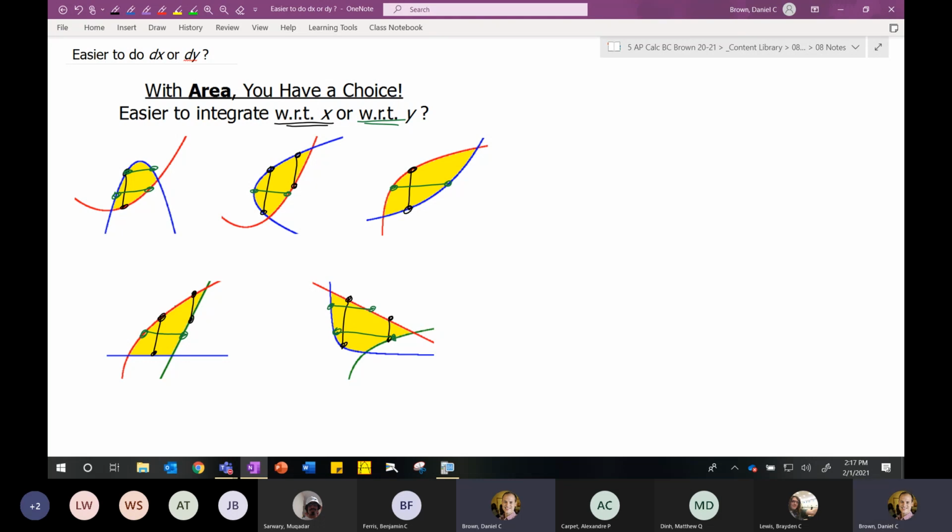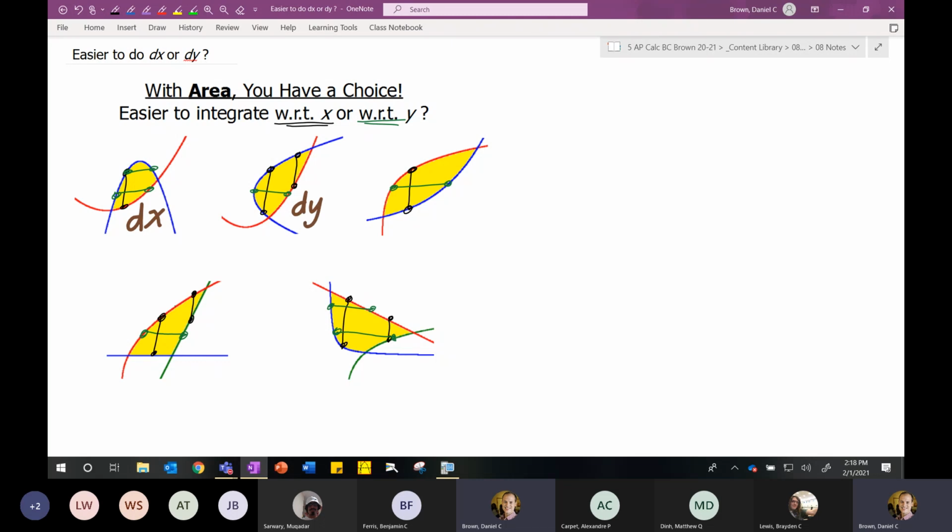Dx for sure. So we'd have to use one integral because that blue is always the top, that red is always the bottom. What about that second one in that first row? Would it be easier to do in terms of x or in terms of y? Y. So we're looking at that one. The top and the bottom does switch as you move across. Left and right, though, stays consistent, so dy would be best.